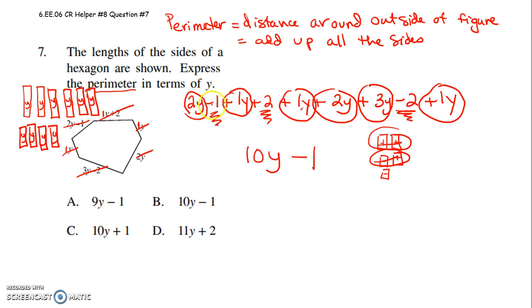So hopefully you realize that. Negative 1 plus 2 got you to positive 1, minus 2 got you back to negative 1. So you're just combining like terms. Put all your y's together, put all your constants together. And then you can't go any further. You can't combine your rectangles with your little squares. So 10y minus 1 is your final answer on that.